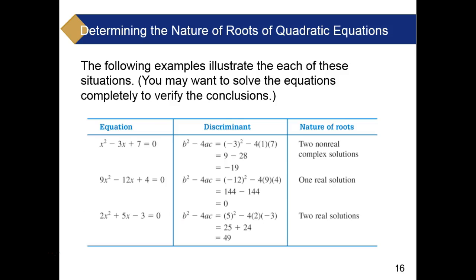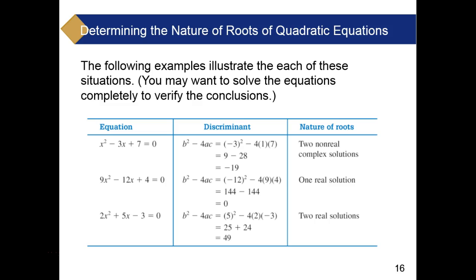So the following examples illustrate each kind of these situations. It says you may want to solve the equations completely to verify. So let's do this one. Okay? What would be your discriminant for that first equation? Okay, which is 9. Normally it's minus, and you look at the signs of A and C, those are both positive, so it stays a minus. And what is it? Times AC? Yes, it's a negative 28.